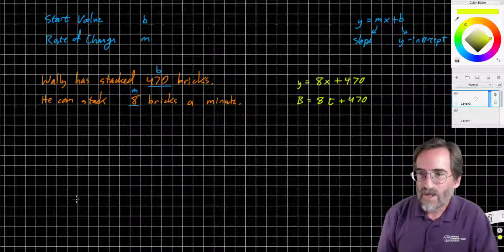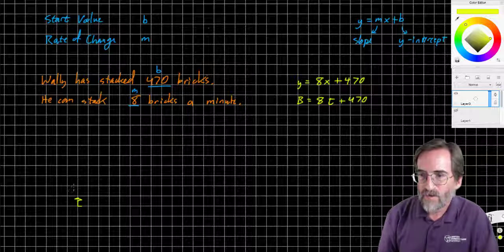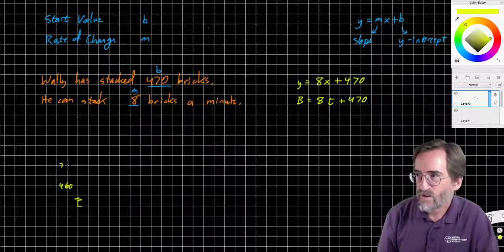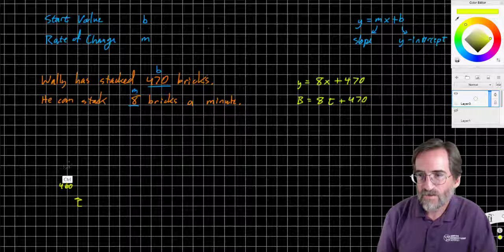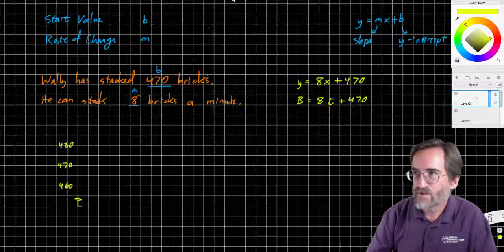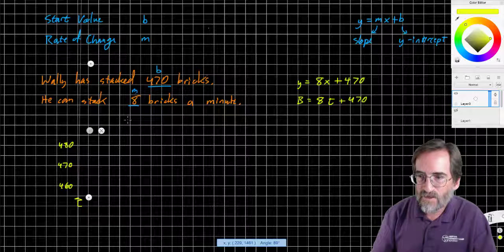All right, and we can model this with a graph, right? And now in this particular case, because the start value is so high, I'm going to skip some, and we're going to have 460, 470, 480, right? And we're going to create our graph from here, but realizing that there are some values that are skipped.